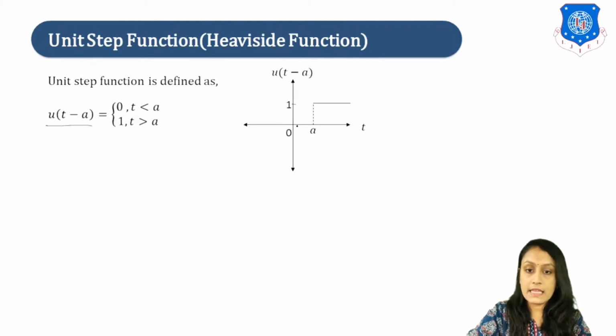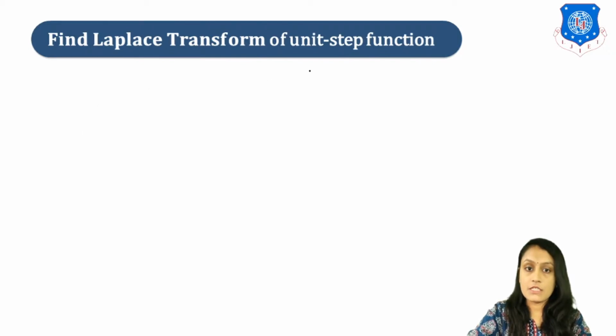For t less than a, it is 0. So here we have this. And for t greater than a, it is 1. So here we have a line. Now let's find the Laplace transform of a unit step function. So the unit step function u(t minus a) is what? It is 0 for t less than a and 1 for t greater than a. Now we have to find the Laplace transform of u(t minus a).